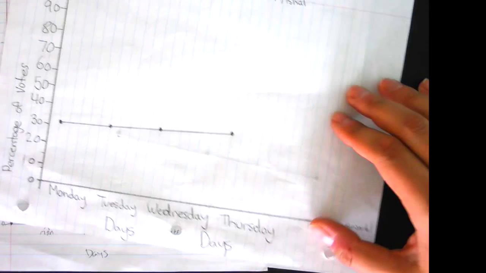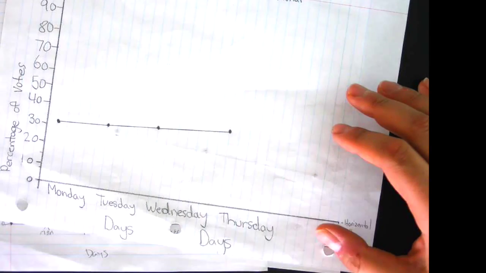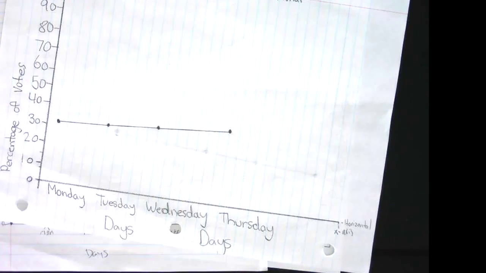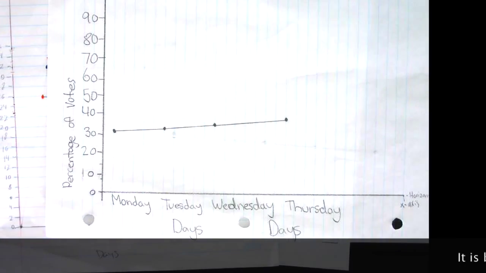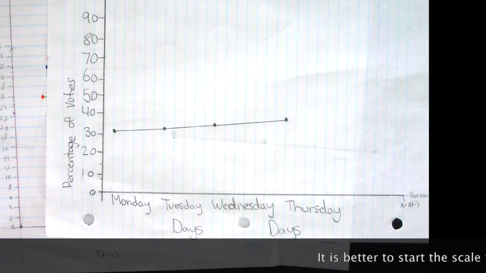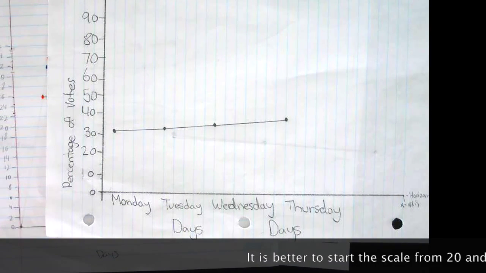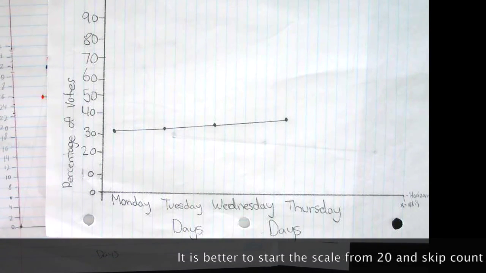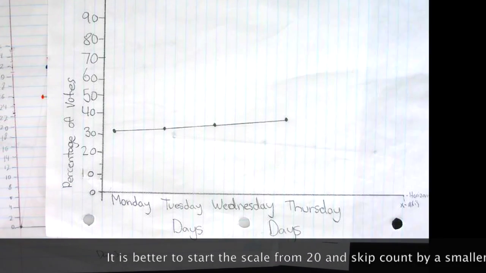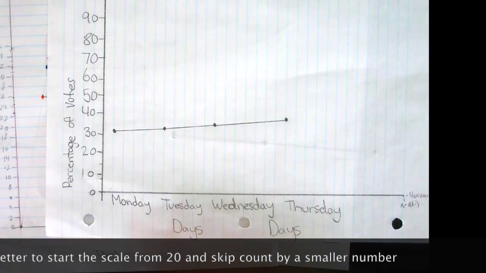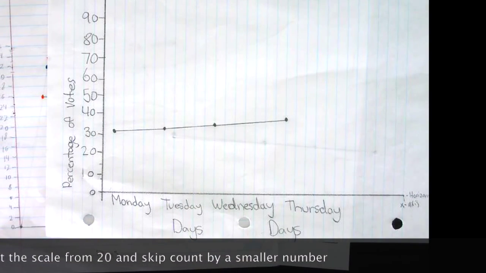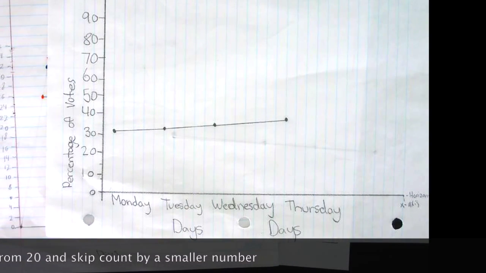Any comments about this graph? Sinan? Just for the scale, I think it's better to start with numbers such as 20, and then count by ones or even in decimals. Okay. Since the numbers are so precise, like 33.1. So you're saying because the numbers are so precise, you need a smaller scale. Yeah. Because skip counting by tens, that's a pretty big scale.